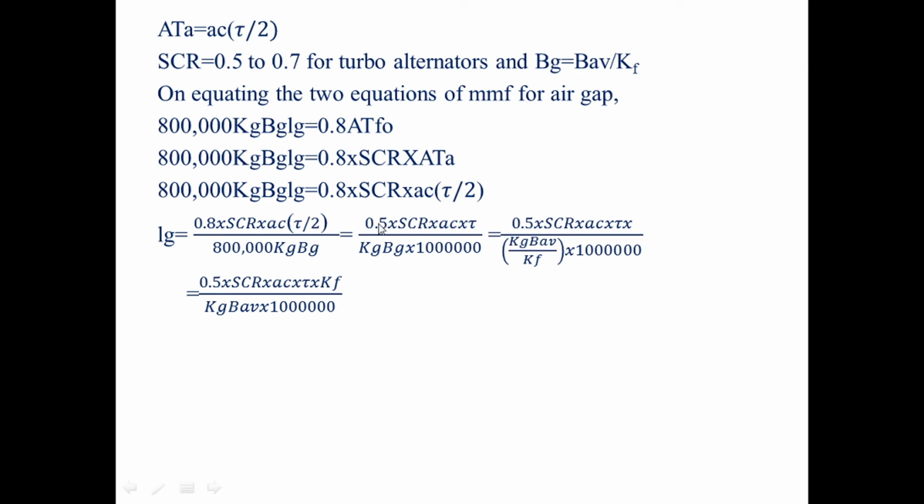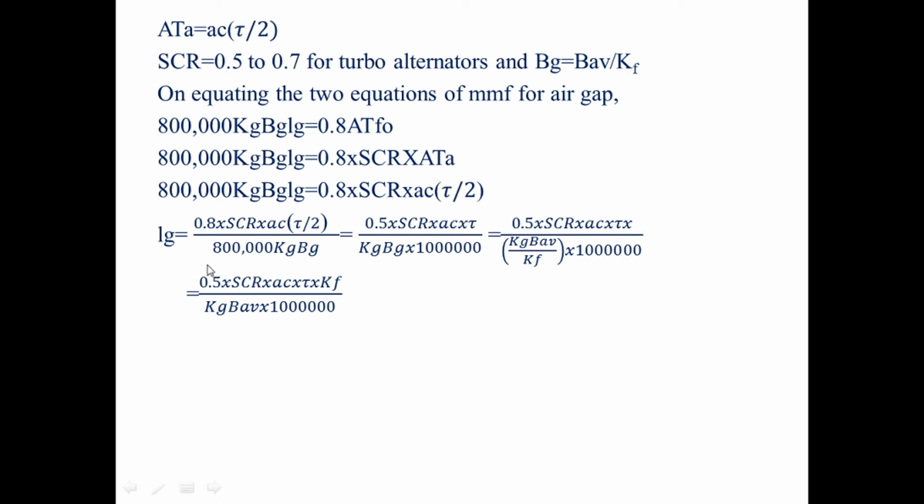If you rearrange this, you will get 0.4 into SCR into AC into tau divided by kg into Bg, and Bg you can write as BAV divided by KF, into 10 to the power 6. So rearranging, 0.4 into SCR into AC into tau into KF, you can take it in the numerator.